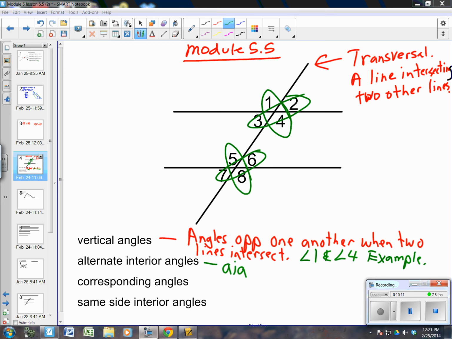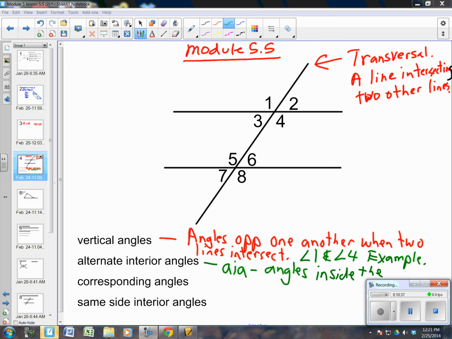Alternate interior angles. Let me give you an example of those. The definition of alternate interior angles would be a pair of angles, but we'll just say angles, inside the two lines, meaning these two lines right here. Inside the two lines, opposite sides of the transversal.